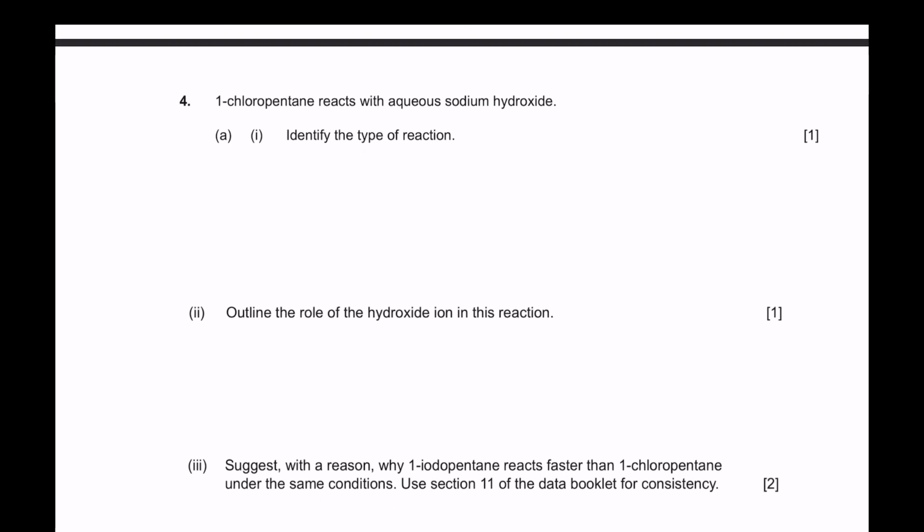So we have 1-chloropentane that reacts with aqueous sodium hydroxide. State the type of reaction. Obviously, this is a haloalkane reacting with a base. So it's obviously a nucleophilic substitution reaction. Or you can also say it would be an SN2 reaction because this chlorine is attached to a primary carbon. So it's a nucleophilic substitution reaction.